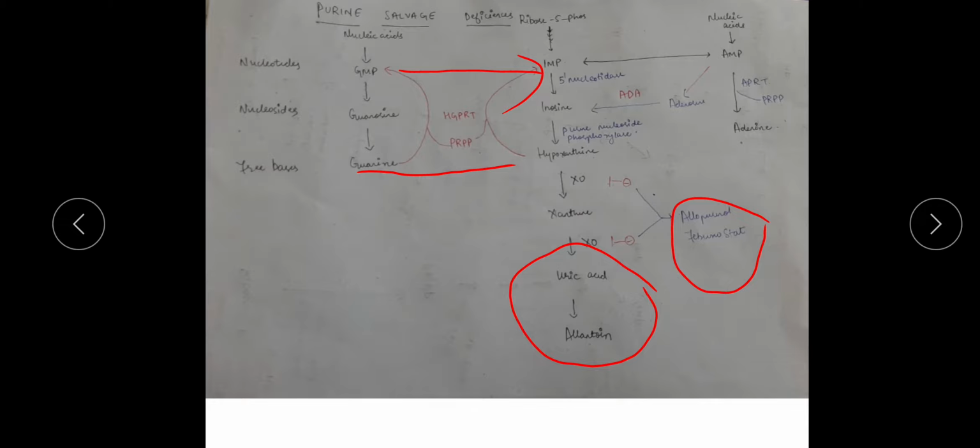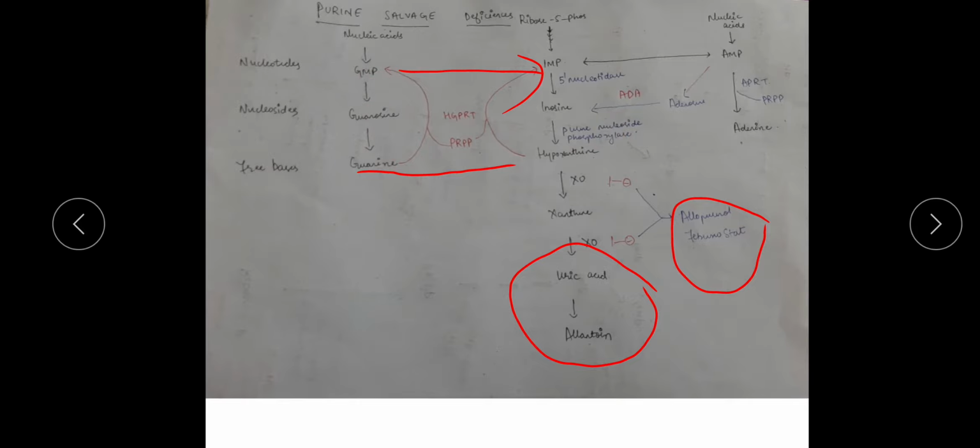Now let us see purine salvage. Salvage means how the end products of these purines are handled. We know the nucleotide is GMP, the nucleoside is guanosine and the free base is guanine. The conversions GMP to guanosine, guanosine to guanine, IMP to inosine, and inosine to hypoxanthine are mediated by the enzymes 5' nucleotidase and purine nucleoside phosphorylase.